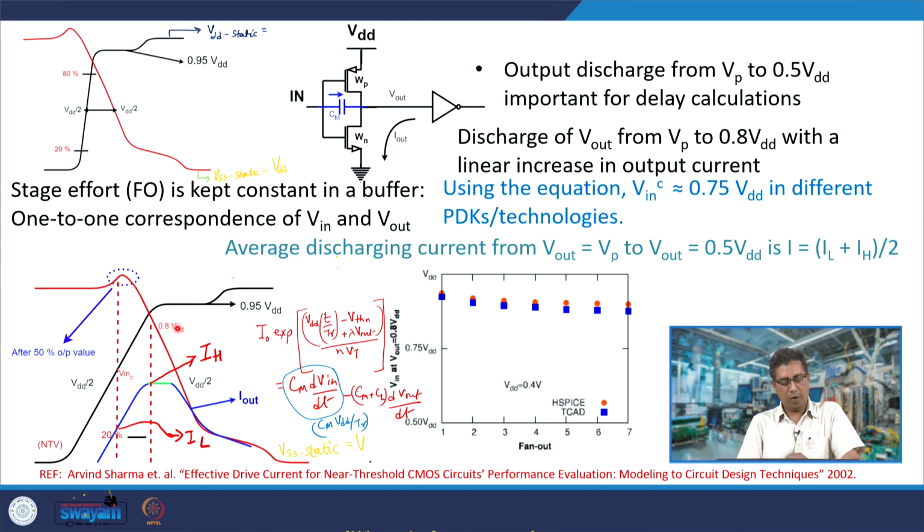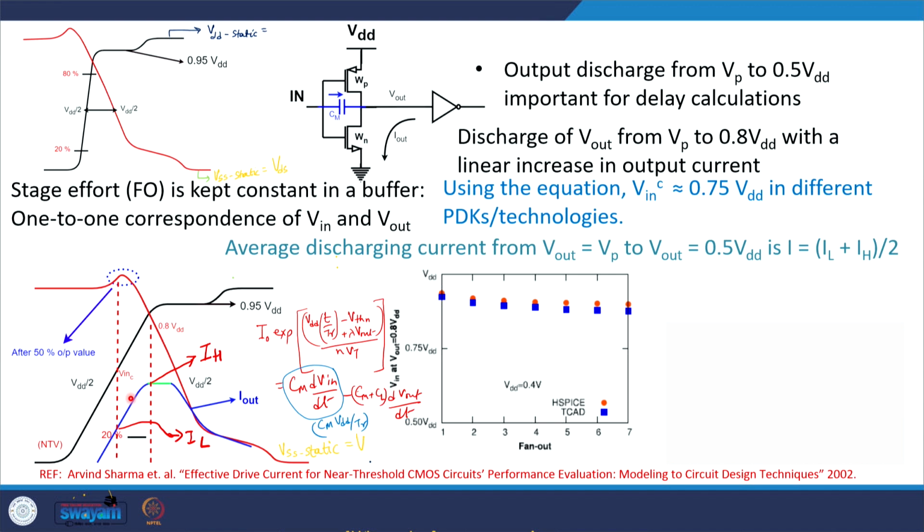You can take this almost linear fall of the output voltage here and see that the exponential function for the output current is such that the time constant is much larger than the duration that we are dealing with, and therefore there is almost a linear kind of increase in the current. Okay. And because of the one-to-one relationship between the input and output terminal voltages which we had discussed earlier, you would observe that this V in C is fairly constant for a change in fan out.